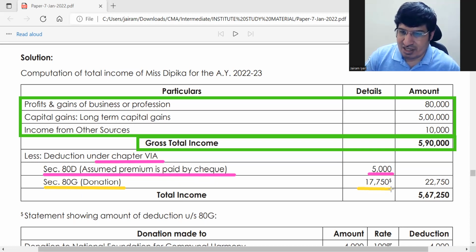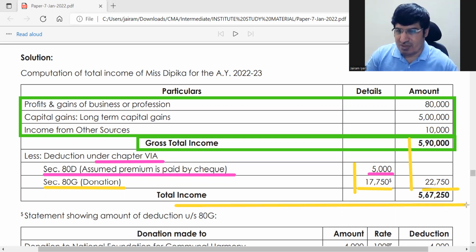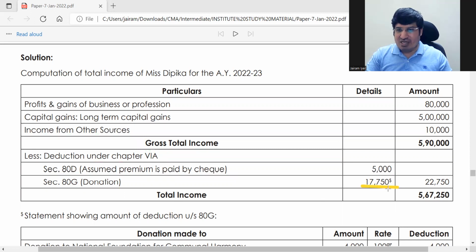17,750 is the donation amount. Add these two, and you will get 22,750 from gross total income. This will be the deduction. This will be the total income. Okay. Now what is our main focus here, how to calculate this 17,750. Okay, we will calculate this, based on the information given above.